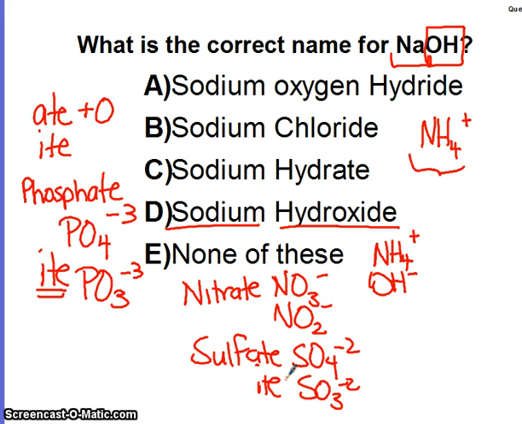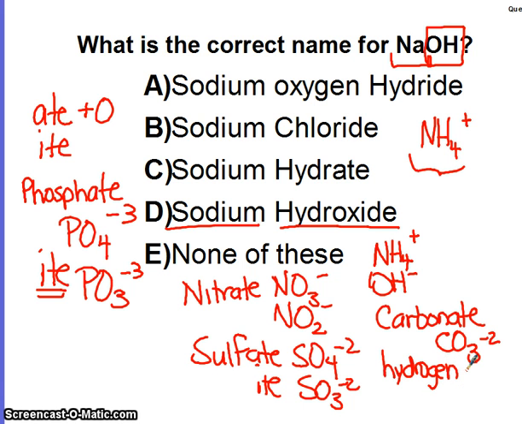We also had carbonate, and we didn't learn a carbonite. I don't know that there is one. Carbonate was CO3 with a -2. And then there was hydrogen carbonate, which actually has another name. It's called bicarbonate. I know some people put that on the quiz, but hydrogen carbonate, which is H in front of the carbonate, and the charge is -1 on that.